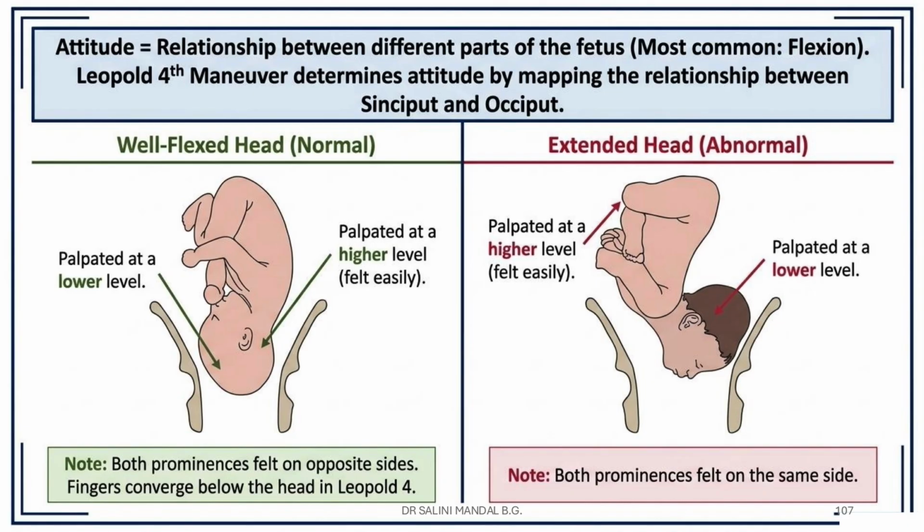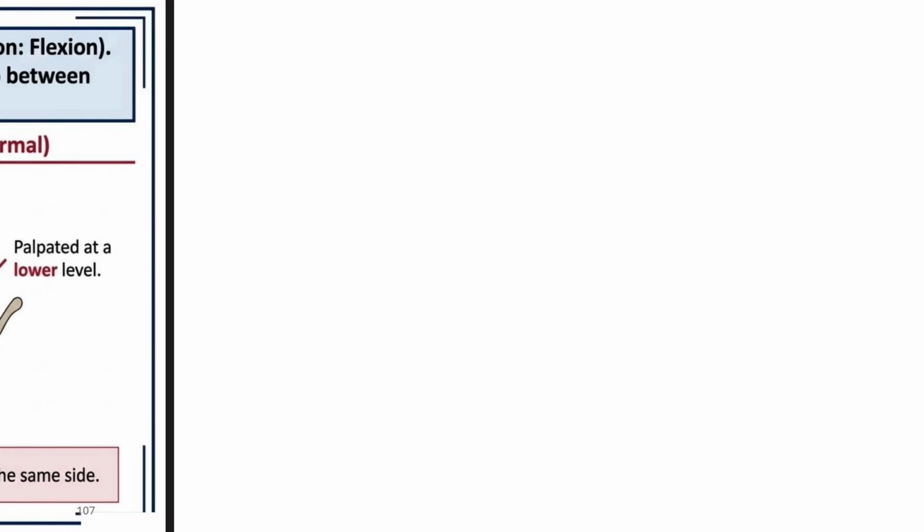Fingers will converge below the head in the Leopold maneuver. Whereas in a case of extended head, the limbs are palpated at a higher level, very easily felt, and the occiput is palpated at a lower level, because both the prominences are felt on the same side in case of an extended head.